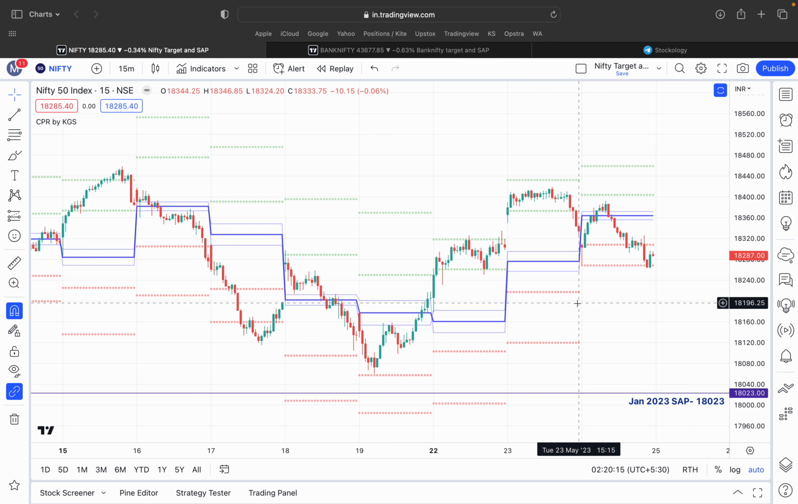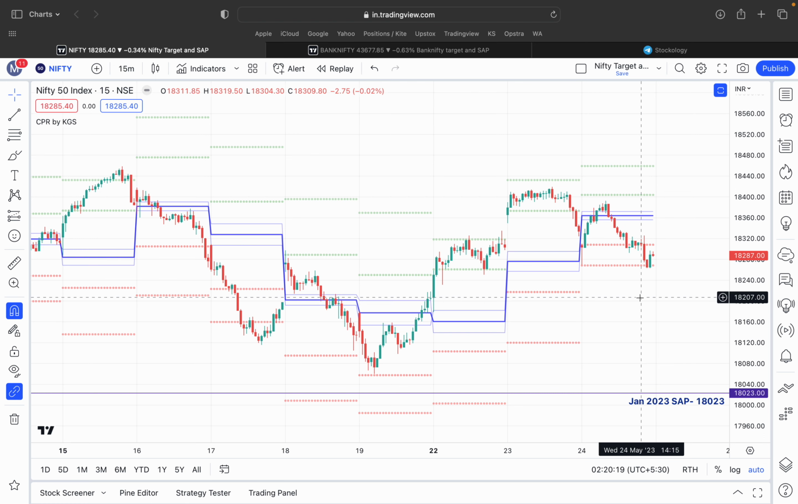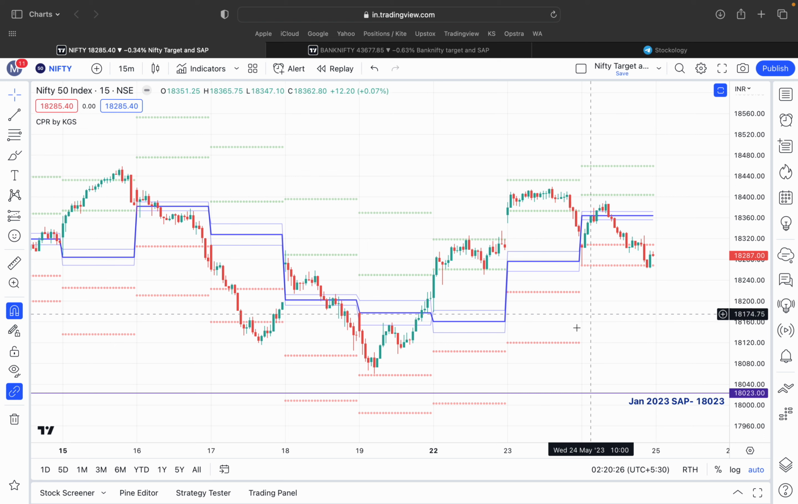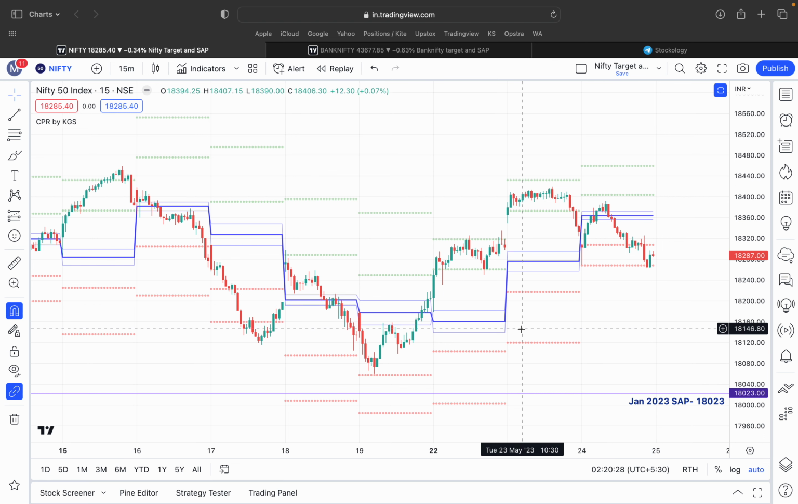So this is the beautiful thing about CPR, that you need not calculate targets by any other way. You get this automatically done. So this is the third use of CPR. Coming to the fourth use, that is magnet.